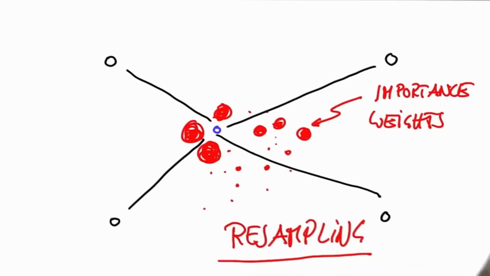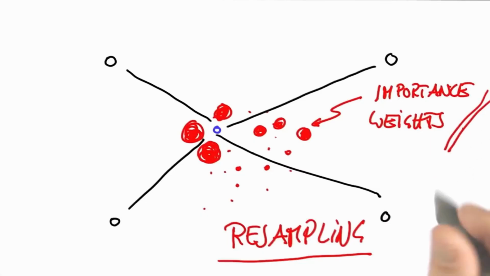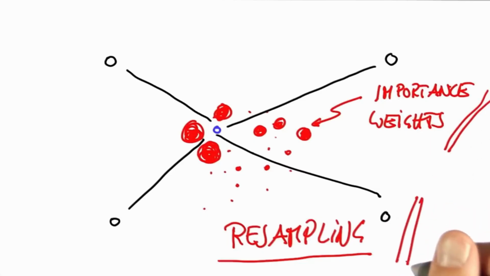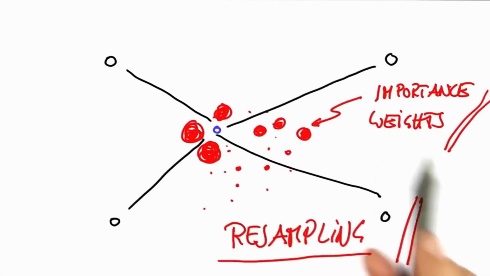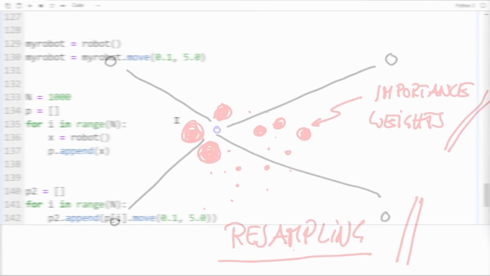That is really cool, and all we have to do is implement a method for assigning importance weights, and that is of course related to the likelihood of a measurement, as we will find out, and we have to implement a method for resampling that grabs particles in proportion to those weights. So let's just do this.